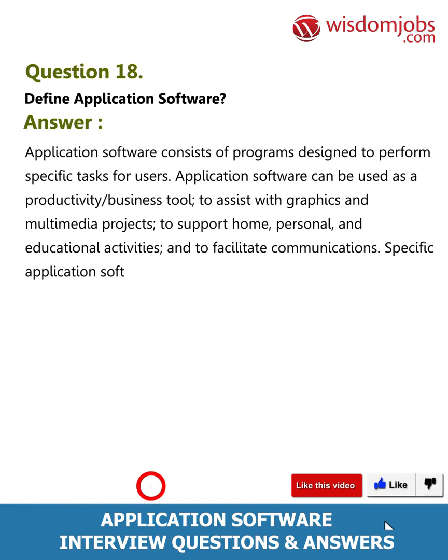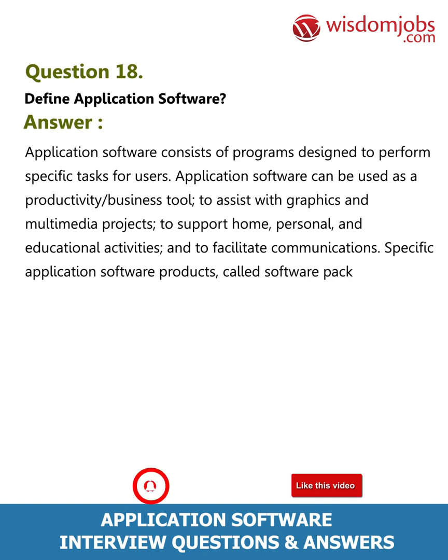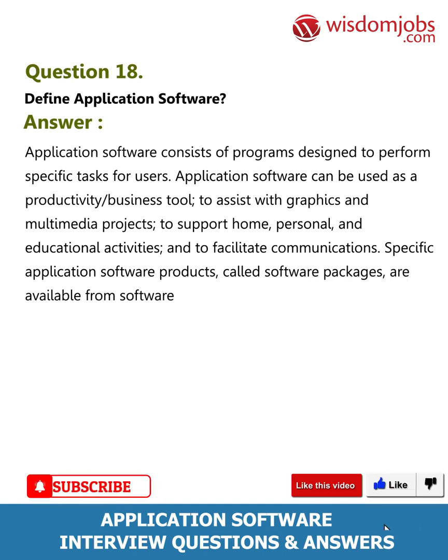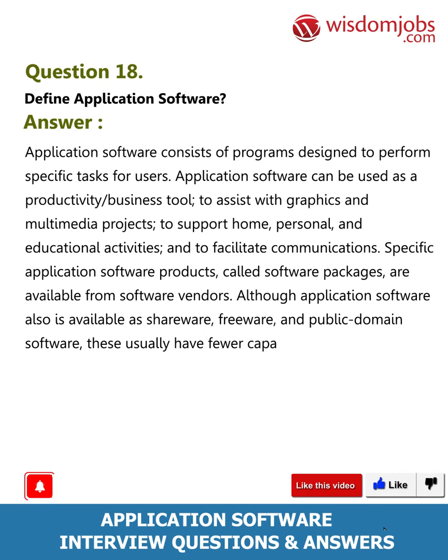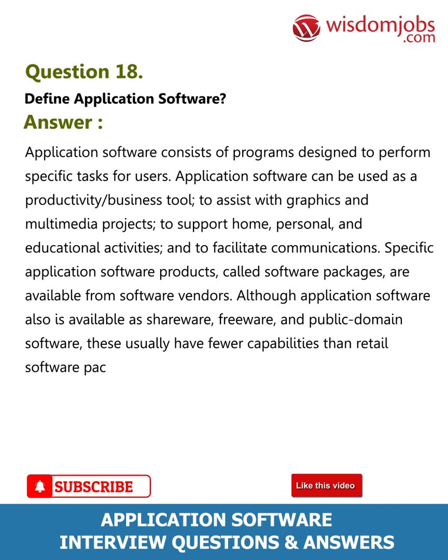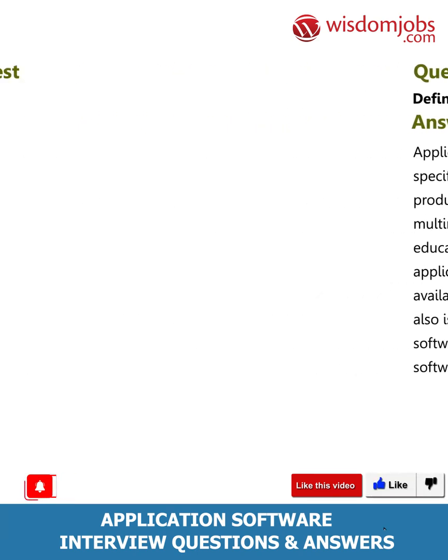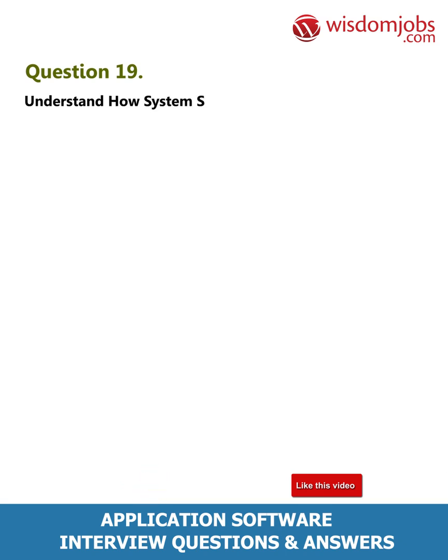Specific application software products, called software packages, are available from software vendors. Although application software also is available as shareware, freeware, and public domain software, these usually have fewer capabilities than retail software packages. Question 19. Understand how system software interacts with application software.